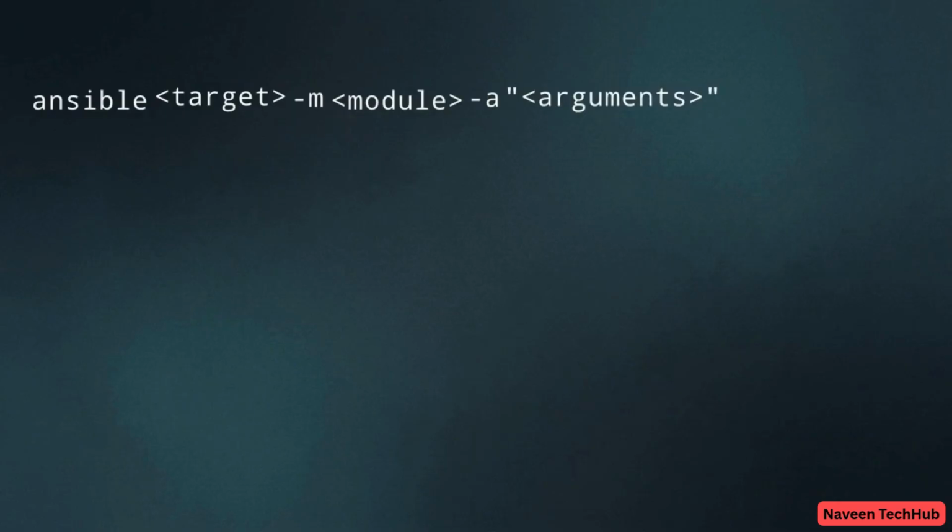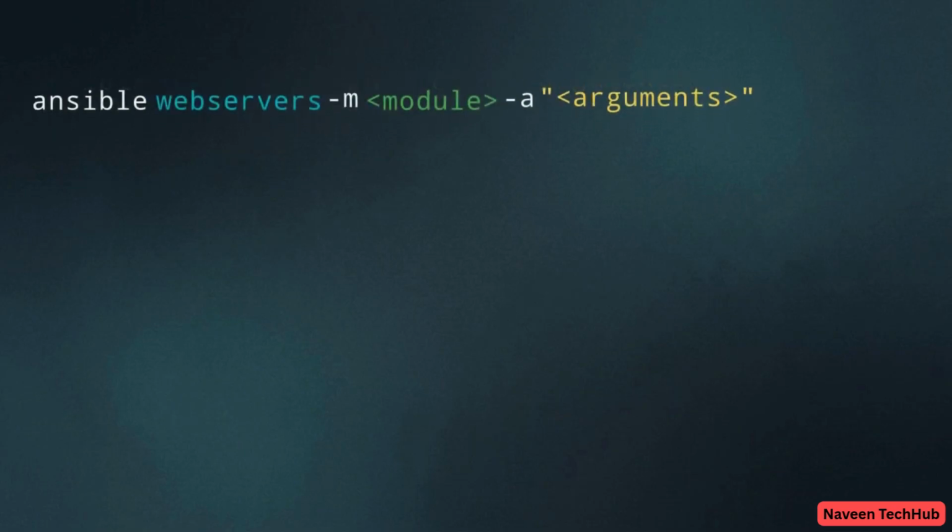Every ad hoc command follows one simple formula. You type the word Ansible, followed by the target, the module, and the arguments. The target is exactly who you want to talk to. This could be one specific computer or an entire group of them, like all of your web servers.